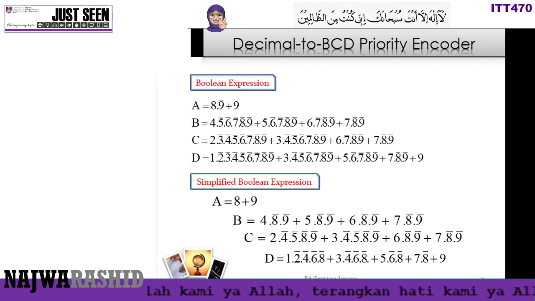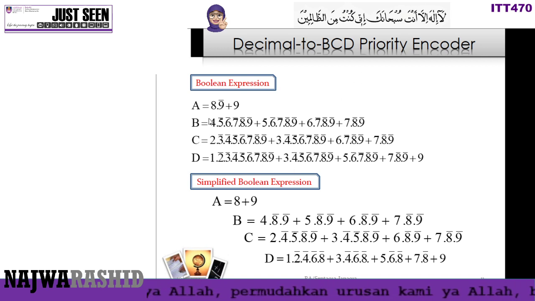The rest are also similar. So the next part, after you get the Boolean expression, is to simplify it. How to simplify? Let's say here we have 8 times 9 not plus 9. So for 9 not plus 9, you can discard the 9 not. If there are similar terms, let's say we have 9 not and then we have 9, you can discard 9 not. So the expression now is 8 plus 9. The same goes for the others, B, C and D.